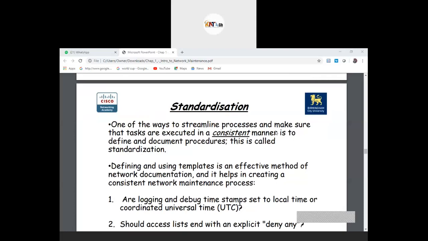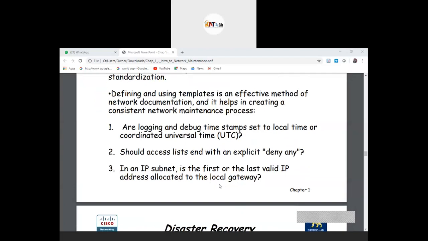And the processes of definition of templates and effective methods of network documentation are: logging and debug timestamps set to local time or coordinated universal time. So we want to know whether debugging time, logging time are set in your local time, like Ghana time, or coordinated universal time. That's what you have to know. You also have to know whether your access list should end with an explicit deny any.